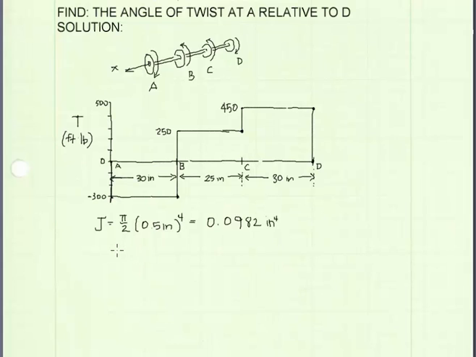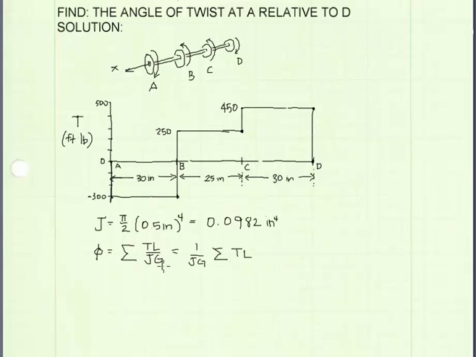Next, I found a value for the polar moment of inertia for the shaft. The shaft is solid. It has a diameter of 1 inch, so the radius is 0.5 inches to the 4th power times pi halves. It gives us a value of 0.0982 inches to the 4th power. This is the form of the equation for angle of twist that we'll be using in this problem because we have discrete torques being applied at intervals.